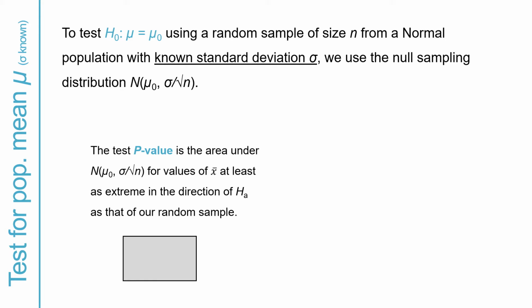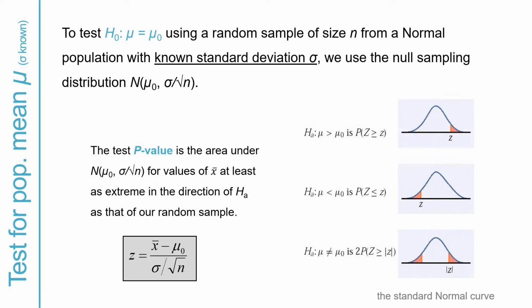We can then standardize this sample mean x bar into a z-score, and our p-value will be the corresponding area under the standard normal curve for values of z as extreme as the one computed, or more extreme in the direction of the alternative. So for a one-sided alternative, the p-value will be the area in just one direction, the direction of the alternative. And for a two-sided alternative, the p-value will be the combined area on both tails.